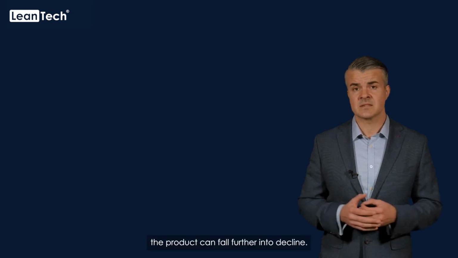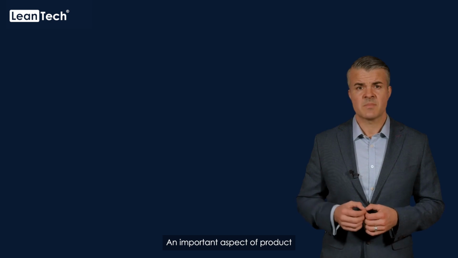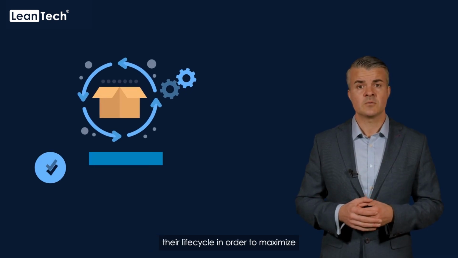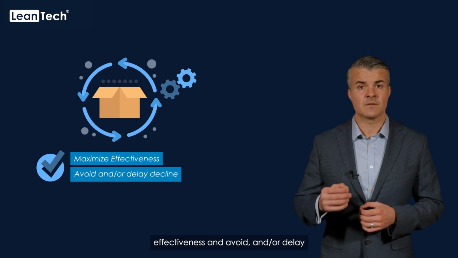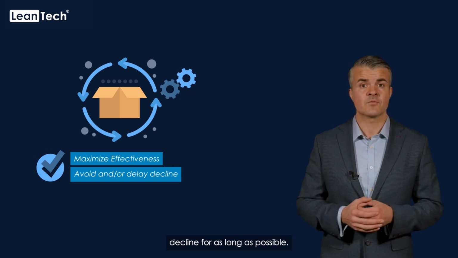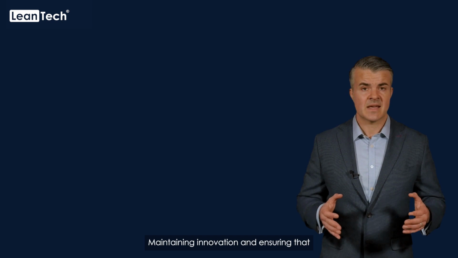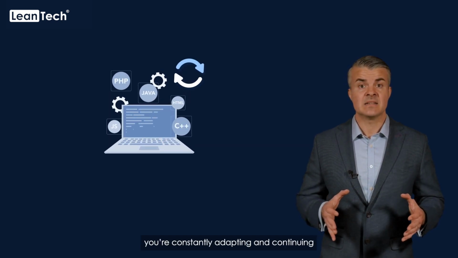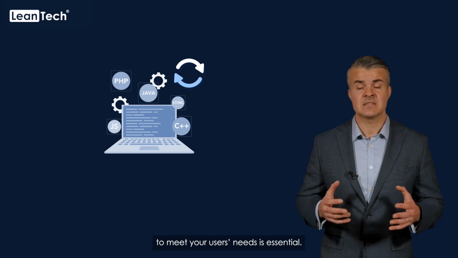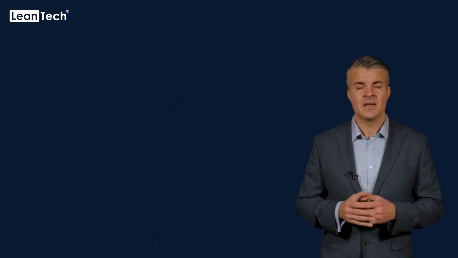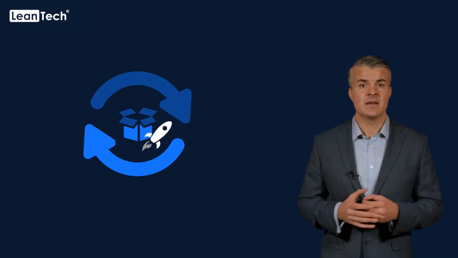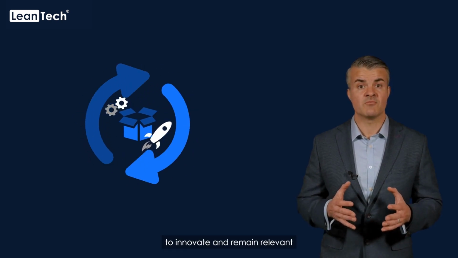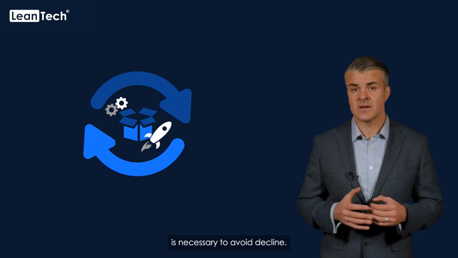fall further into decline. An important aspect of product thinking is managing products through their life cycle in order to maximize effectiveness and avoid and/or delay decline for as long as possible. Maintaining innovation and ensuring that you're constantly adapting and continuing to meet your users' needs is essential. This is where continuous delivery and ensuring your product continues to innovate and remain relevant is necessary to avoid decline.